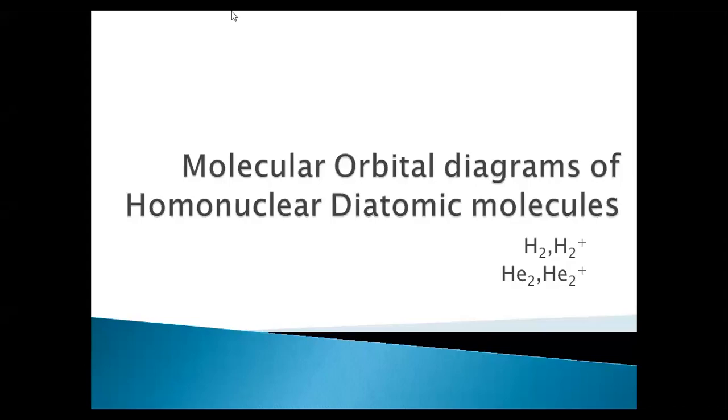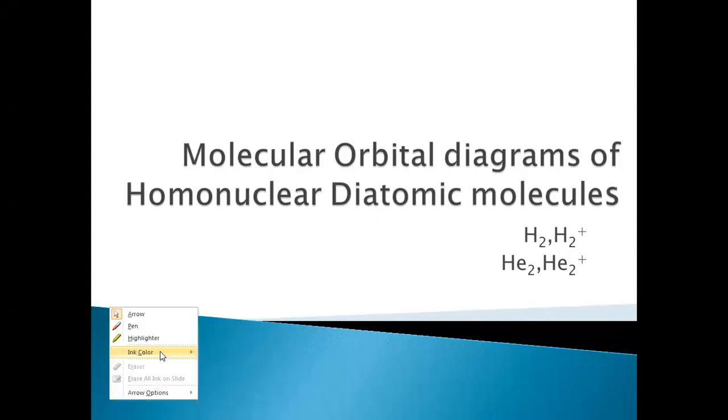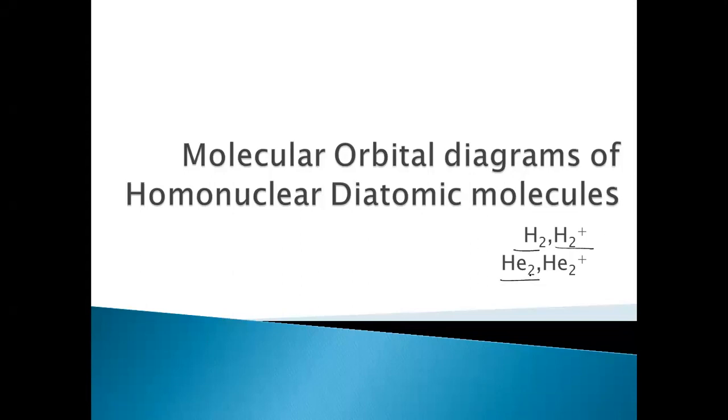Let's look at the molecular orbital diagrams of homonuclear diatomic molecules. In this particular video, we cover H2 and ions like H2 plus, He2, which are diatomic. Homonuclear diatomic means it is made up of two atoms of a similar type, like two hydrogen atoms. The combining atoms are of the similar type, so we call them homonuclear diatomic molecules.